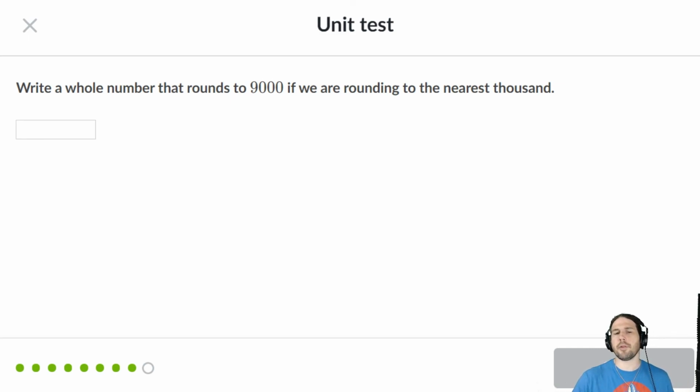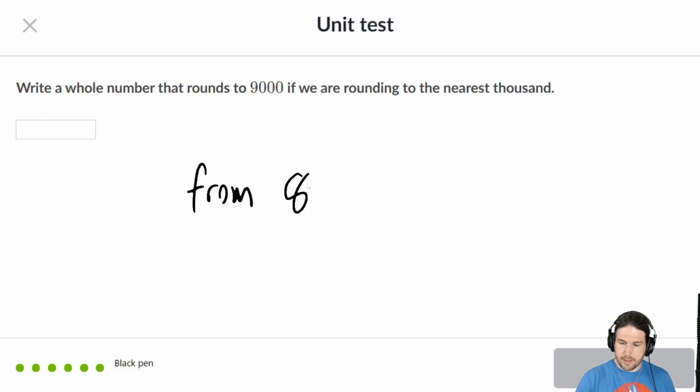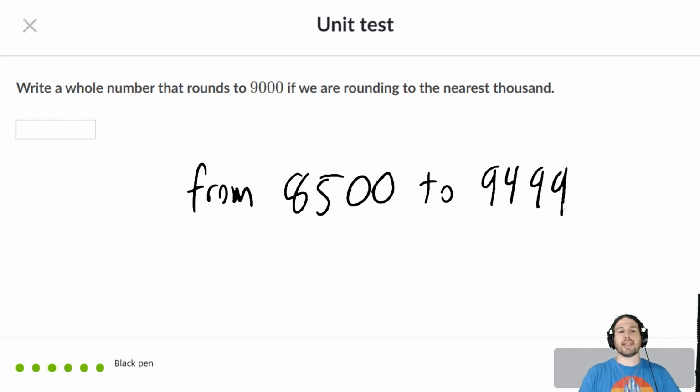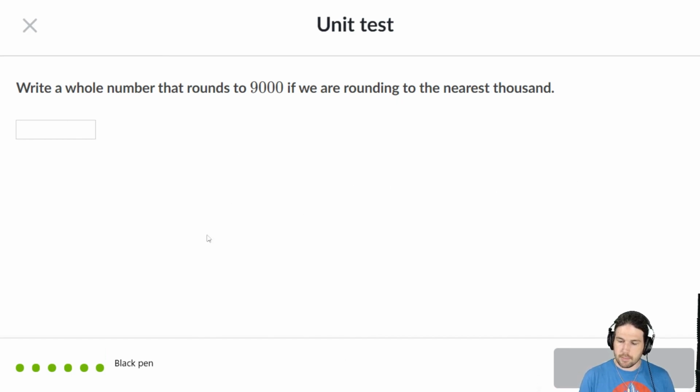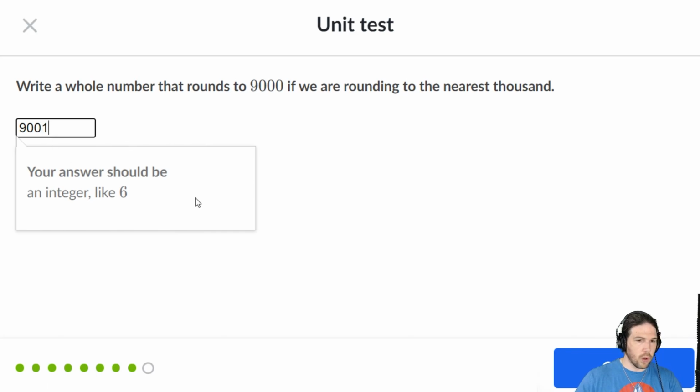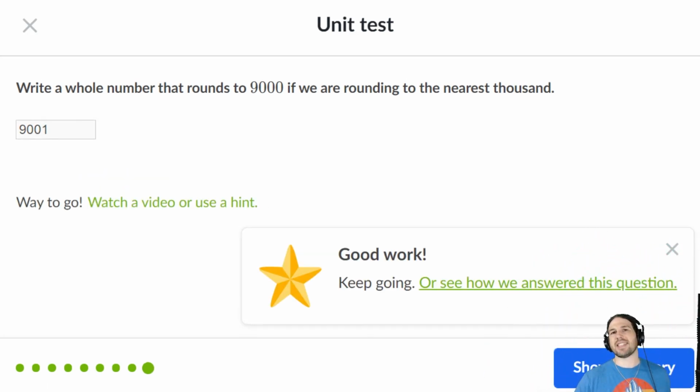So any number that is at least 8,500 and at most 9,499, from 8,500 to 9,499. If your number is anywhere in between those two, you are correct. I'm just going to say 9,001. And that's the unit test.